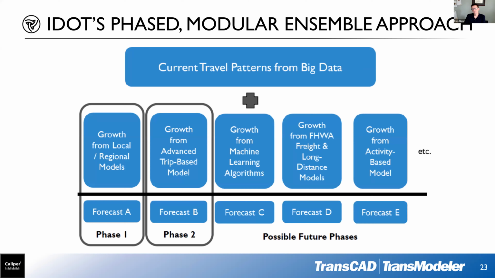This slide is a little bit about an ensemble approach that IDOT is using. At the top, they have current travel patterns from big data. Right now they have their traditional local MPO models that produce a forecast. They can also have, for the same region, an advanced trip-based model give them a forecast. And in the future, you could imagine that they build several models. If you've ever seen a hurricane tracker on the weather, they have various models that give different trajectories of the storm, based on different assumptions. It gives you an idea of the ways the storm might travel. This ensemble approach might give us a little more variation in our predictions and a little more comfort with how strong we think a particular prediction is, whether it's way out, really disagrees with all the rest, or is in line.